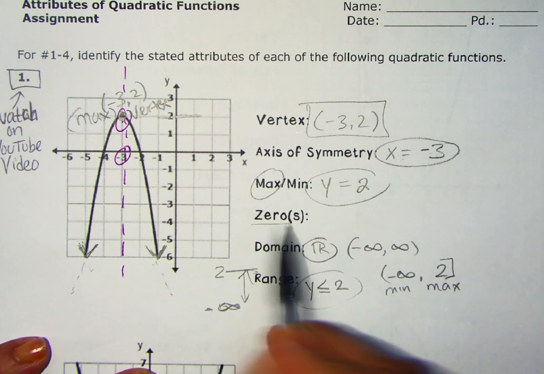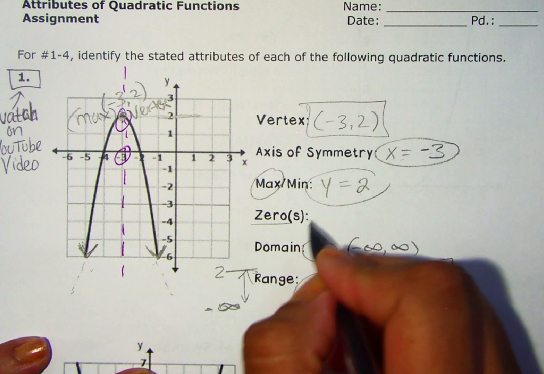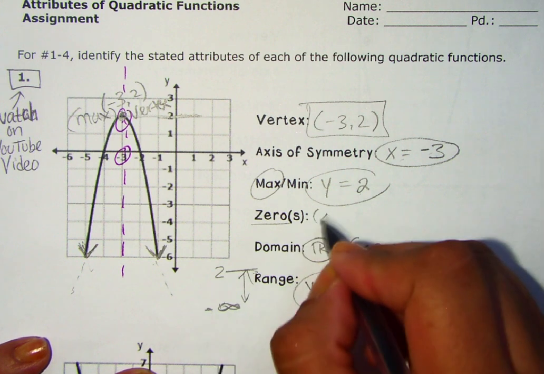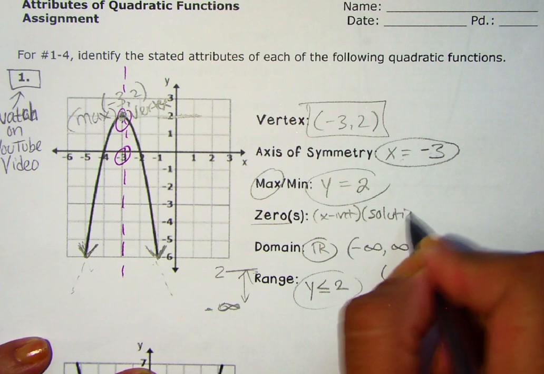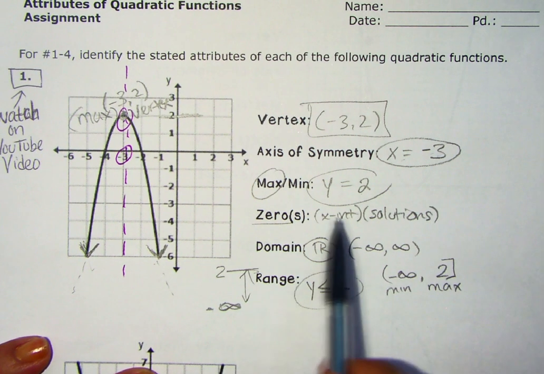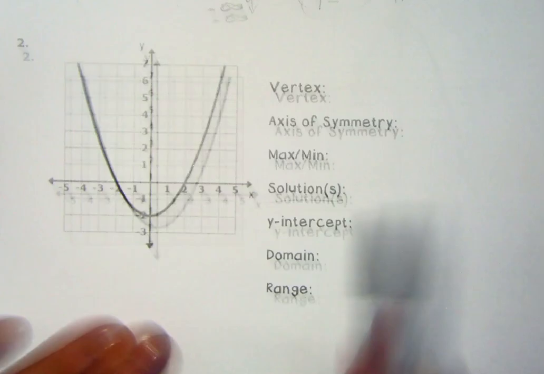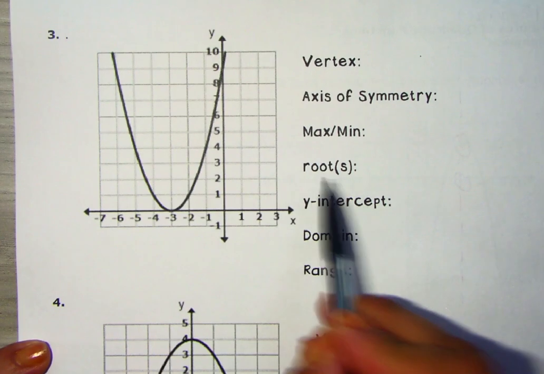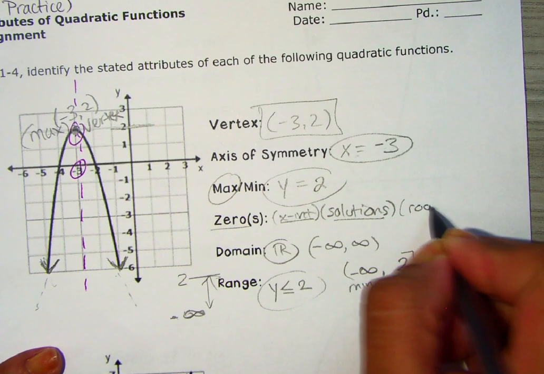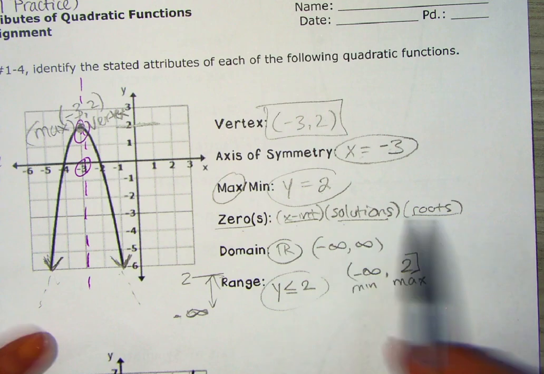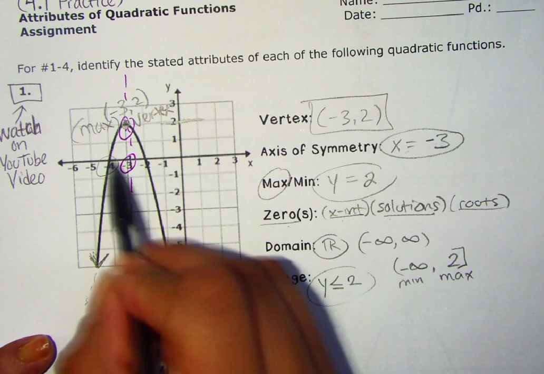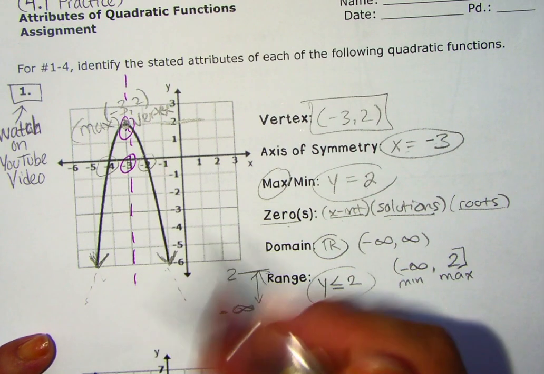As far as the word zeros, zeros also mean x-intercepts. And then it also means solutions. So whenever you see these other questions being asked on the other examples, like right here, it's asking for solutions. The other one's asking for roots. So that's another word for this as well. These all represent the same thing. They all are found in the same area right here where it touches the x-axis.